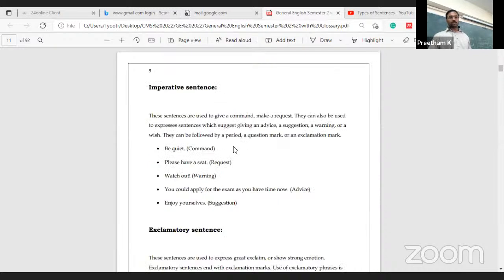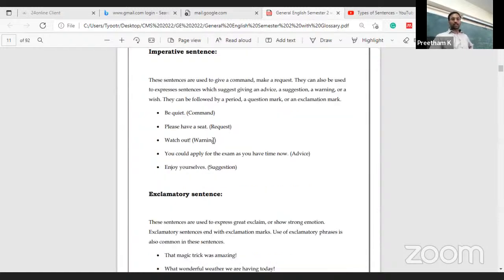Then imperative sentences. These sentences are used to give a command or make a request. So there are different types of sentences for different purposes. For request and command, it is imperative. They can also be used to express sentences which suggest giving an advice, a suggestion, a warning, or a wish. They can be followed by a period, a question mark, or an exclamation mark.